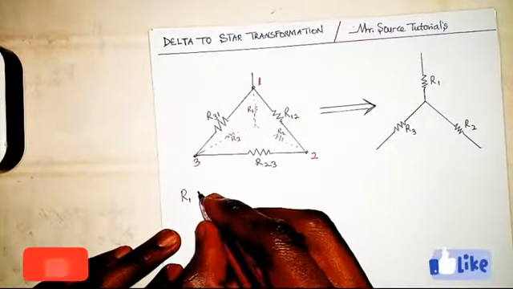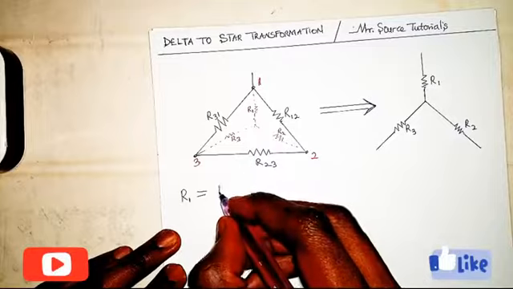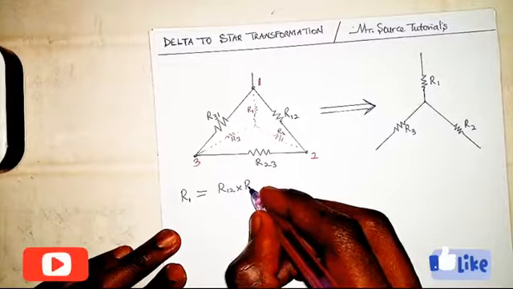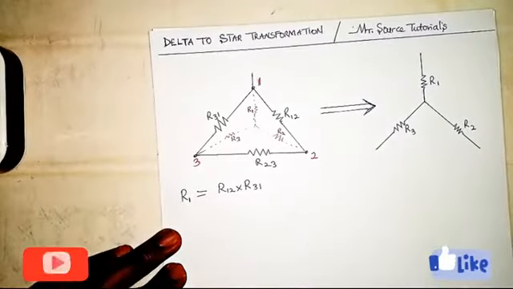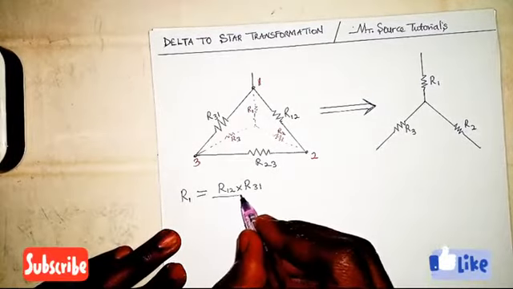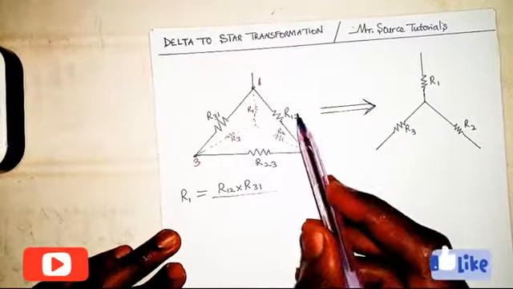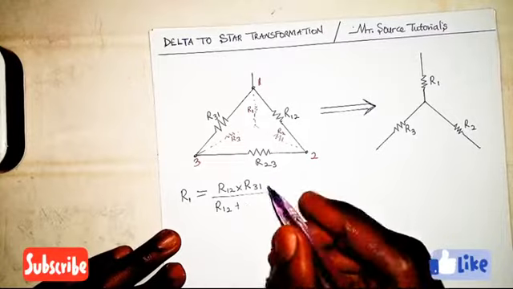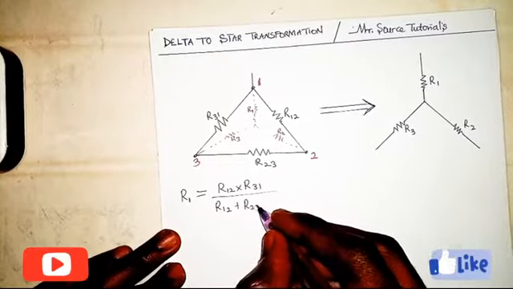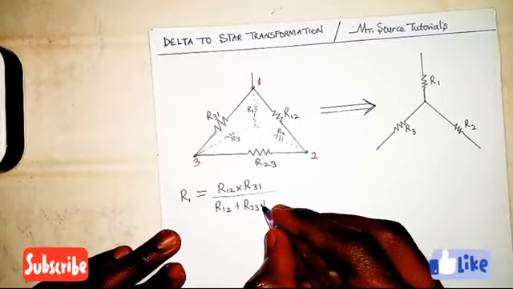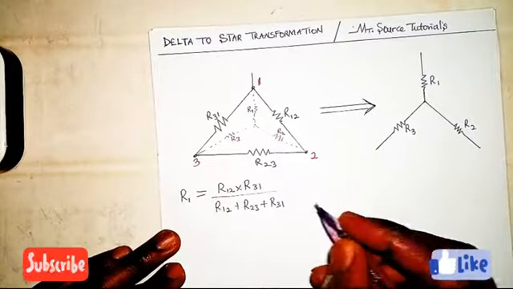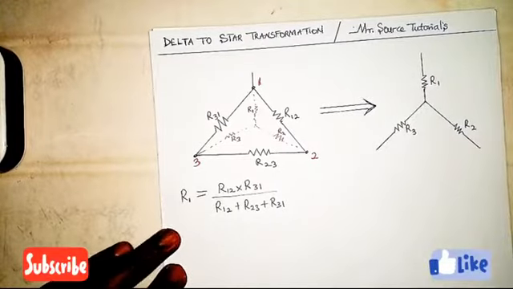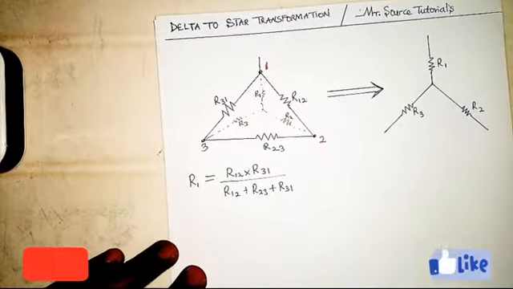R1 will give you R12, which is in between, times R31, divided by the sum of all the resistances, that is the sum of this R12 plus this R23 plus this R31. That will give the value for R1. Is that clear? Now the value for R2.